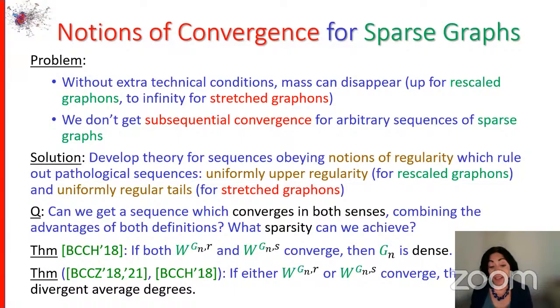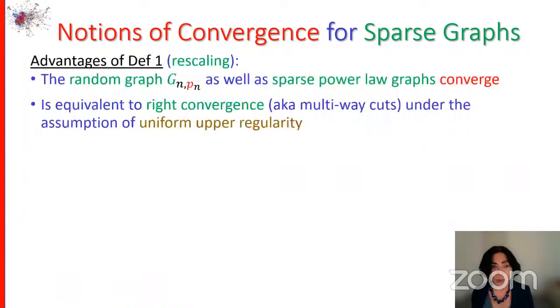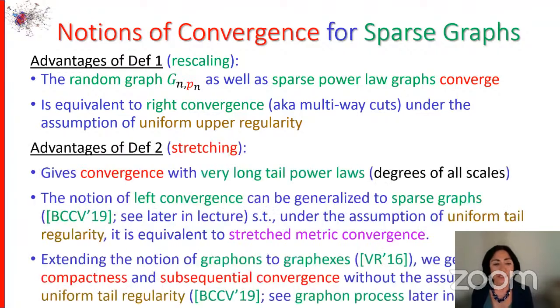And if either of them converge, then it turns out that you have divergent average degrees in your graph sequence. The advantages of the rescaling notion are that the random graph Pn, with P scaled by 1 over n, as well as sparse power law graphs converge. It's equivalent to right convergence under an assumption of uniform upper regularity. And in fact, it can be related to estimation in ways I'm not going to go through in this talk.